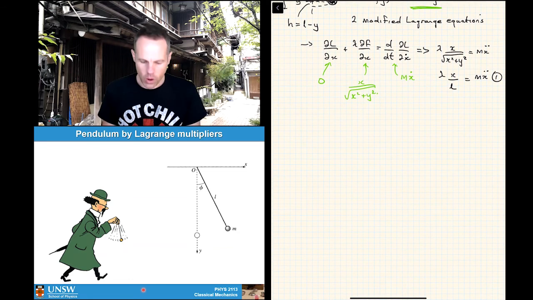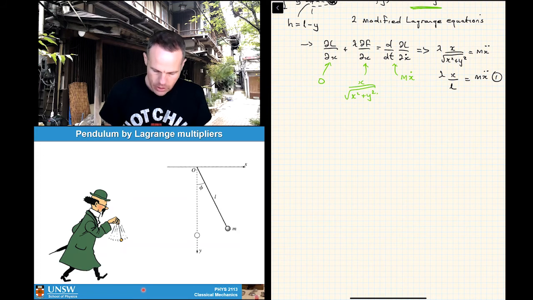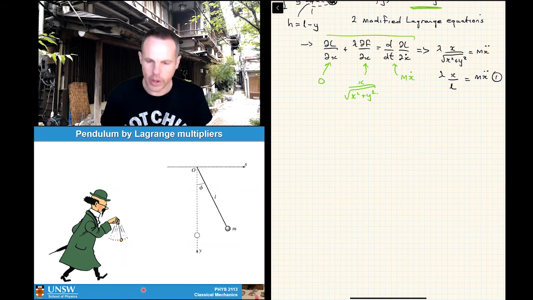All right, for the second one, everything is going to be similar in terms of this overall equation at the top, so I'm going to save myself time and not write it again.